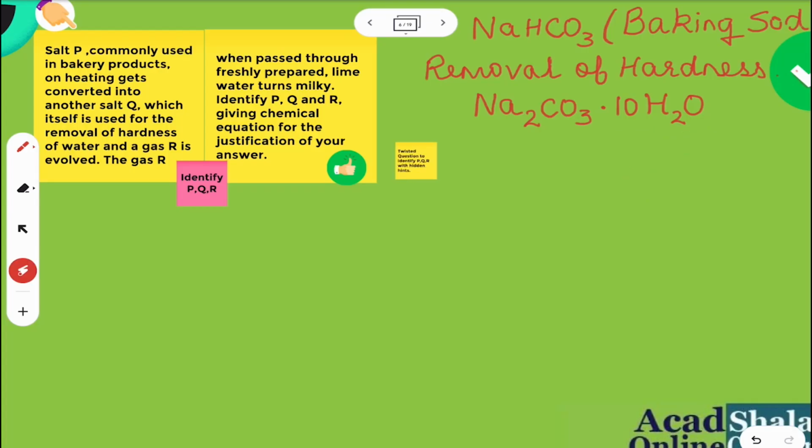The question says: salt P, commonly used in bakery products, on heating gets converted into another salt Q, which itself is used for removal of hardness of water, and a gas R is evolved. The gas R, when passed through freshly prepared lime water, turns milky. Identify P, Q, and R, giving chemical equation for the justification of your answer.